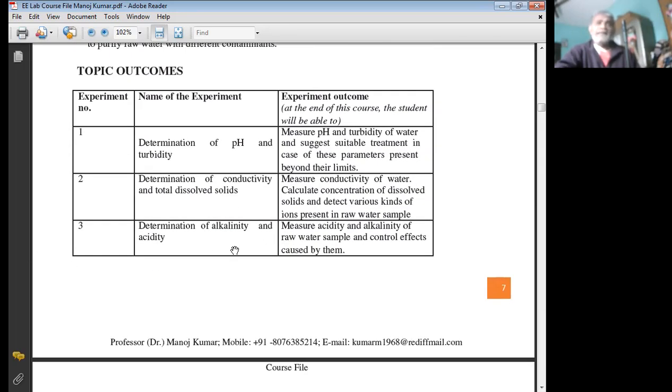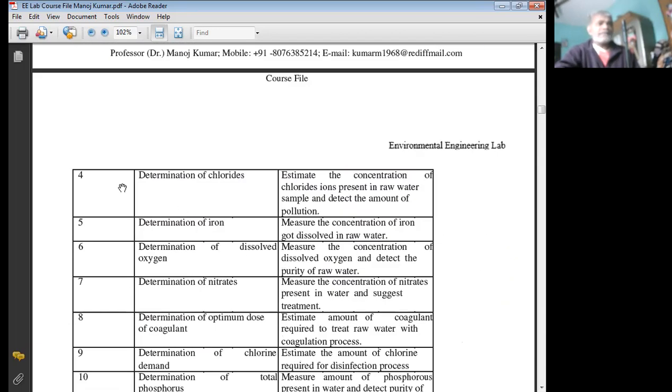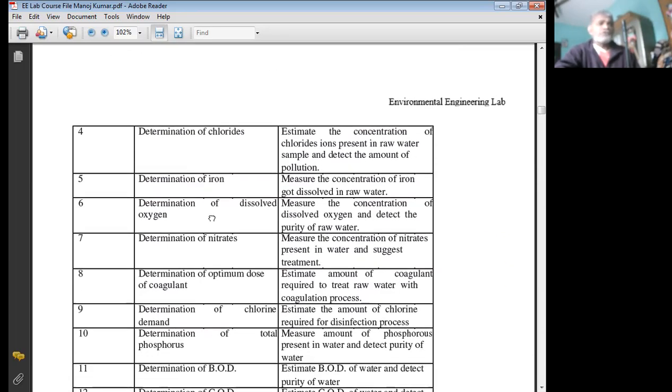Determination of alkalinity and acidity: measure acidity and alkalinity of the raw water sample and control the effects caused by them. Determination of chlorides: estimate the concentration of chloride ion present in the raw water sample and detect the amount of pollution.